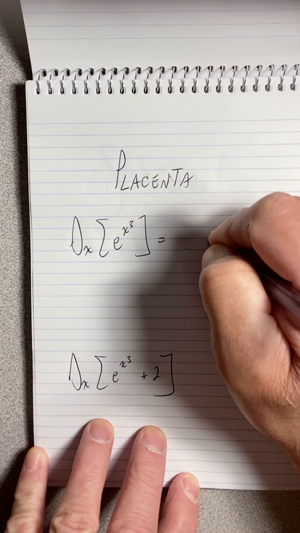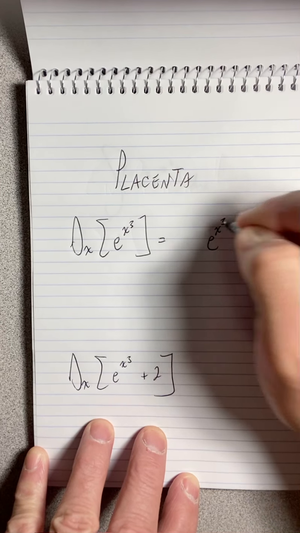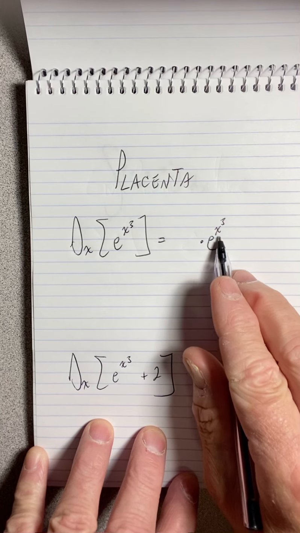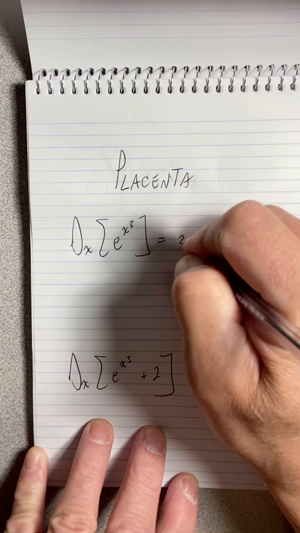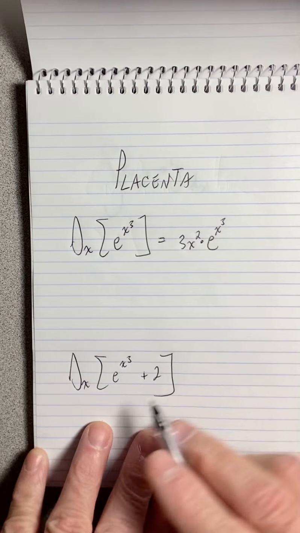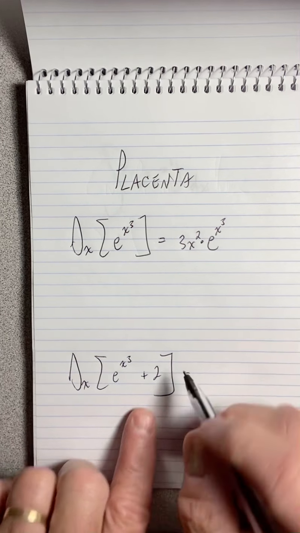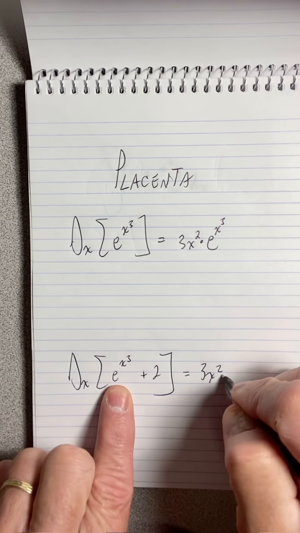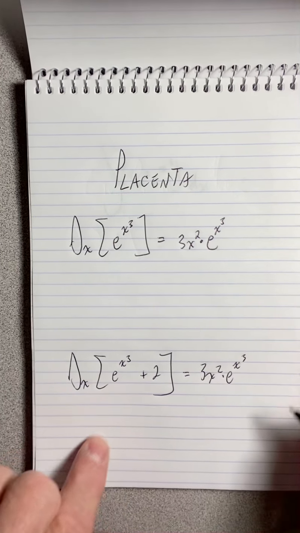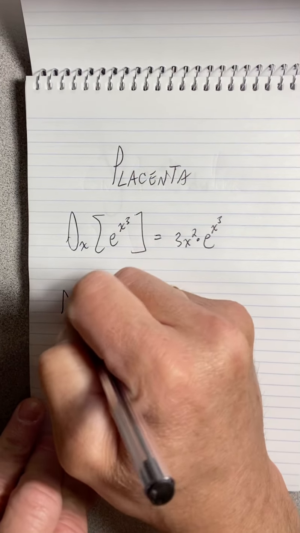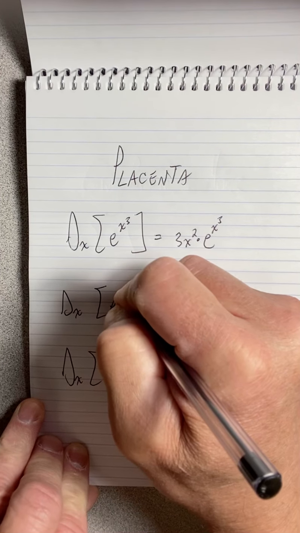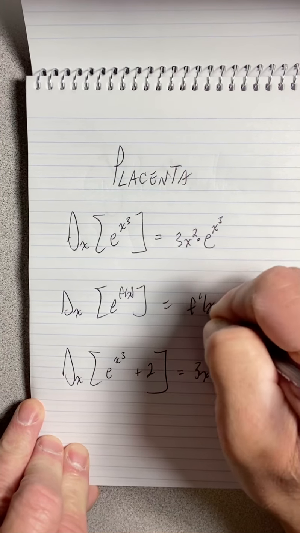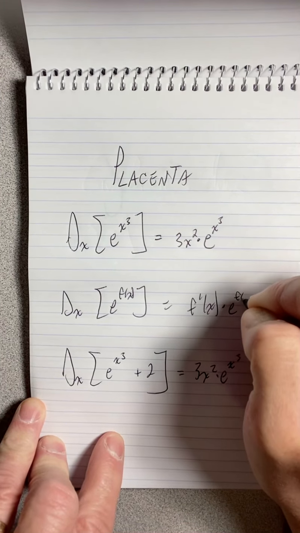You write down the original function, you get the original function back, but then you multiply by the derivative of the exponent. So the derivative of x cubed by the power rule is 3x squared. Now, this would be the same because the derivative of a constant is 0. So again, we're going to get 3x squared, the derivative of x cubed, times e to the x cubed. So the chain rule says in general that if you've got e to some function up here, then it's the derivative of that function times e to the function.